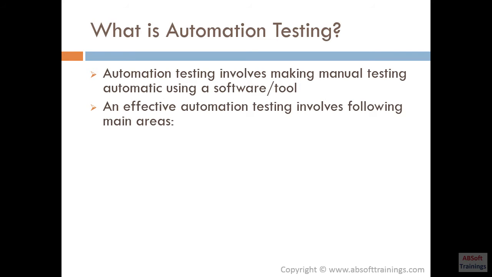An effective automation testing involves the following main areas. Develop automation scripts. Here we develop automation scripts for manual test cases. The record and playback feature provided by automation tools will be very helpful in developing automation scripts. Execute automation scripts. Whenever required, automation scripts should be executed.